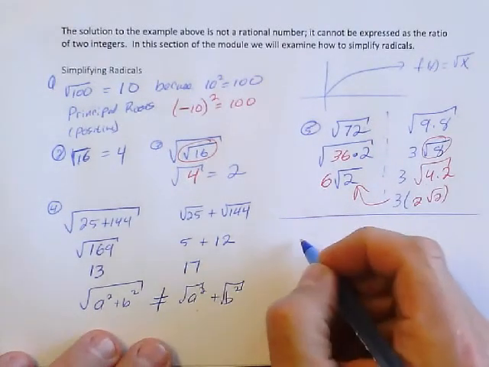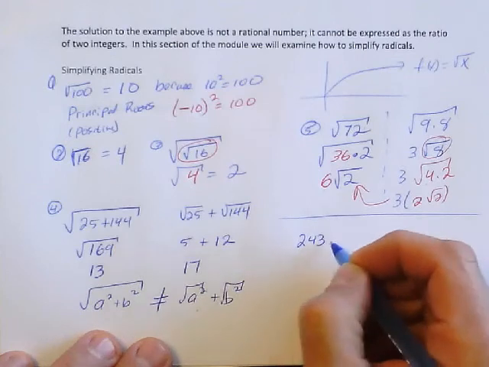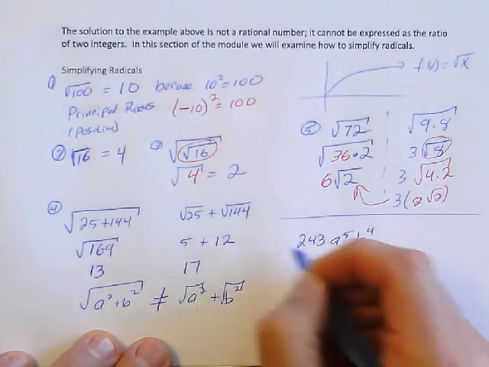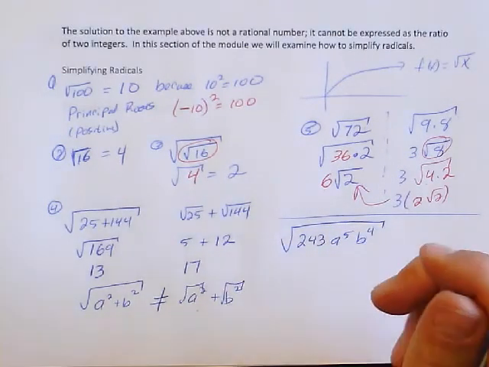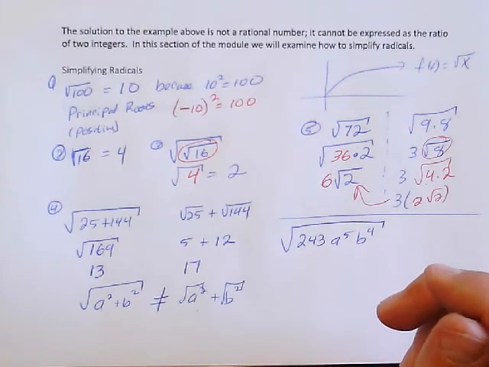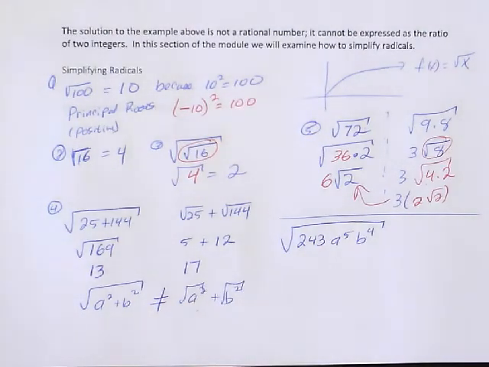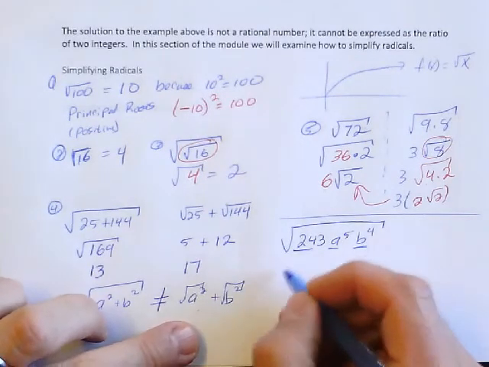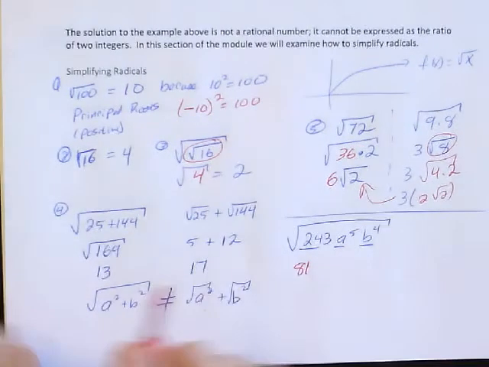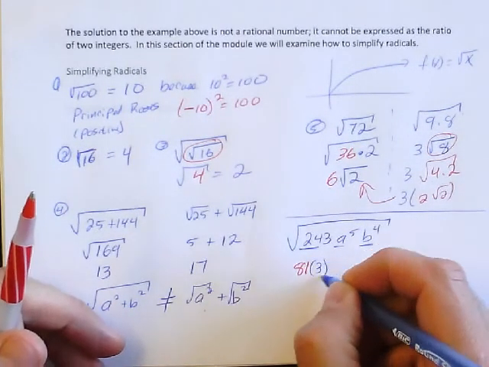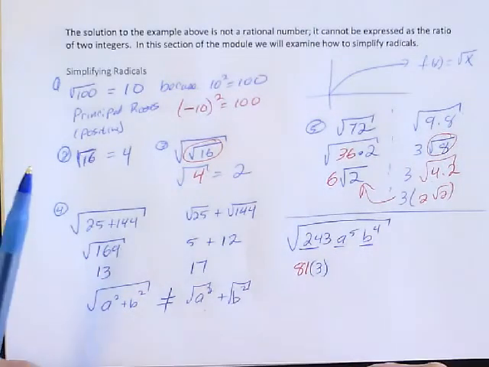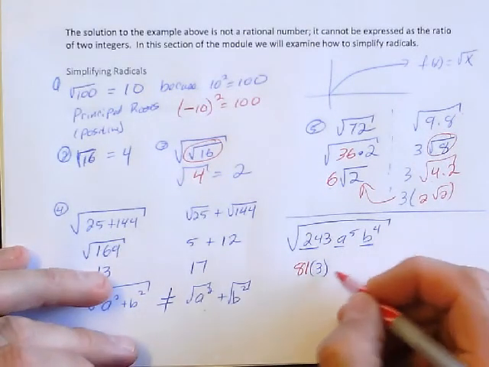All right. I've got one more example I'd like us to do together. 243, a to the 5th, b to the 4th, and we're going to take the square root of this. So we have 3 things in here, so we're going to simplify 3 things. 1, 2, 3. All right. So 243 has its perfect square factor of 81. So 81 times 3 is 243.